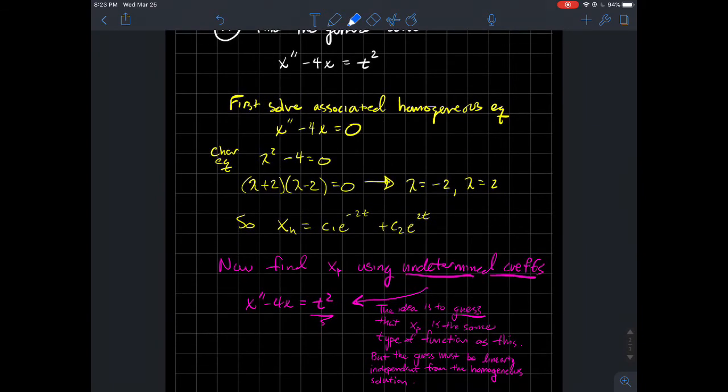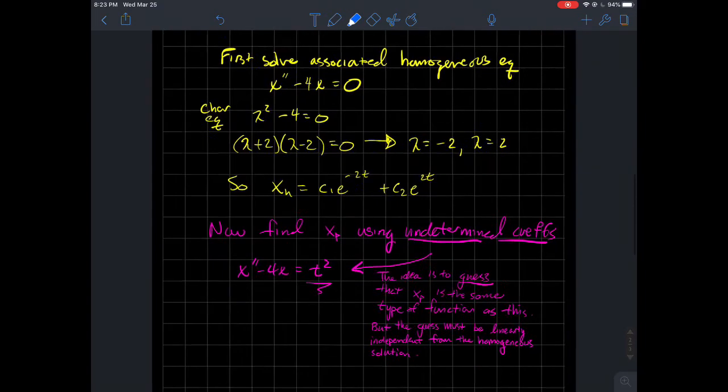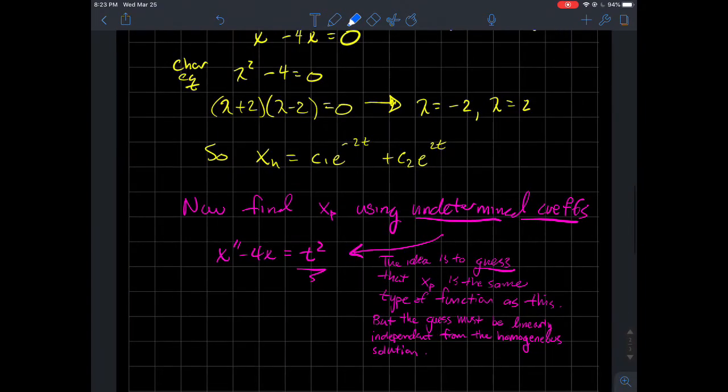I've said that phrase two or three times already. You should have no idea what I'm talking about. But here's the idea. To figure out what xp is, we're going to guess that xp is the same type of function as what appears over on this side. When I look at this t squared here, that's a quadratic function. So my guess in a minute is going to be a quadratic for xp.